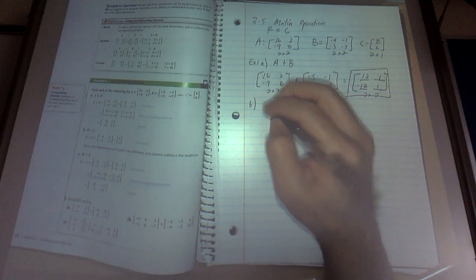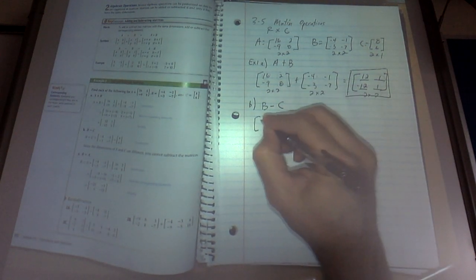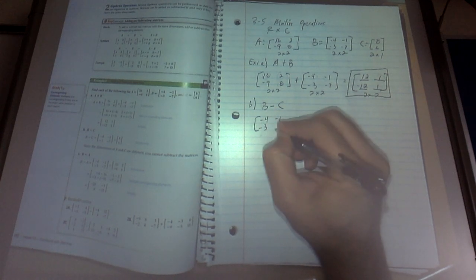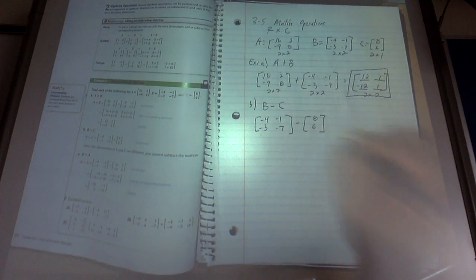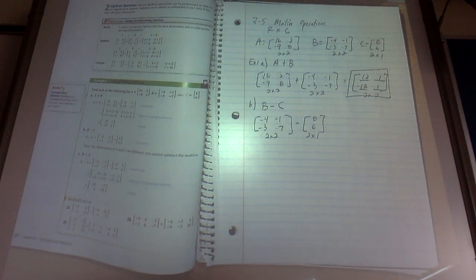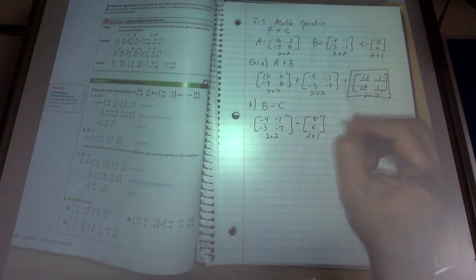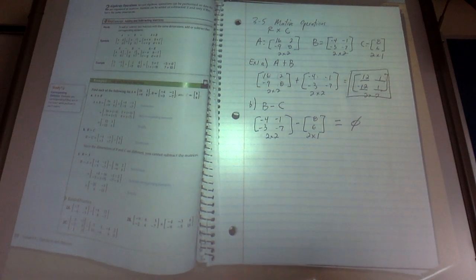All right, part B right here. It says, hey, take matrix B and subtract matrix C. All right, so matrix B, -4, -1, -3, -7. And I'm going to subtract matrix C. We have an issue. This is a 2 by 2 matrix. This is a 2 by 1. Their dimensions don't match. I cannot subtract these. We would put no solution. It doesn't work. They're not the same size. In matrix addition or subtraction, the matrices have to be the same size.